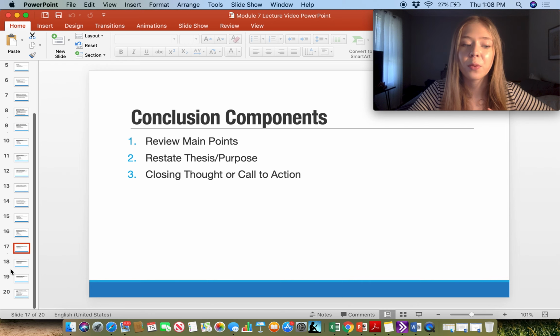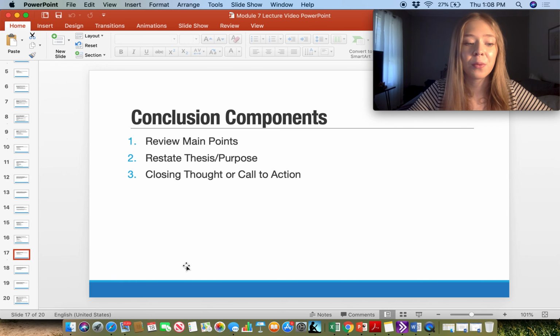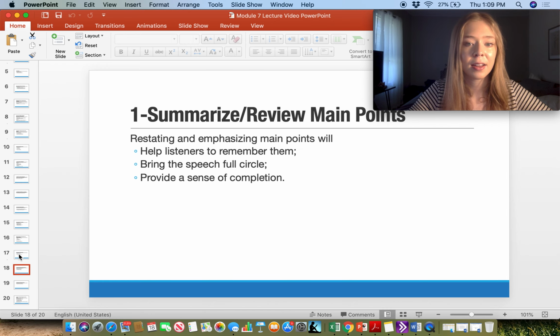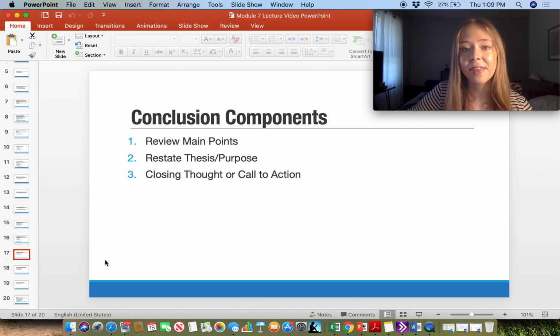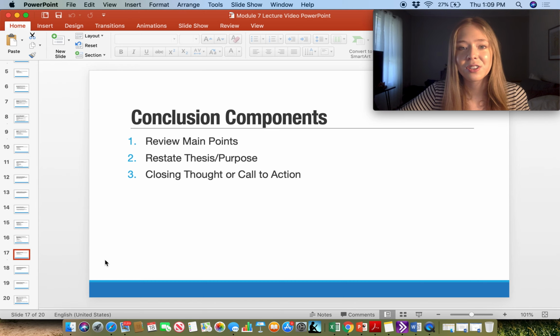Conclusion components, like I said, once you've transitioned, you need to restate your main points in the same order that you presented to them. Yeah, we're going to go through those. And then you need to restate your thesis and your purpose. Again, you don't need to state your purpose out loud. This is just to make sure that you have accomplished your own purpose.